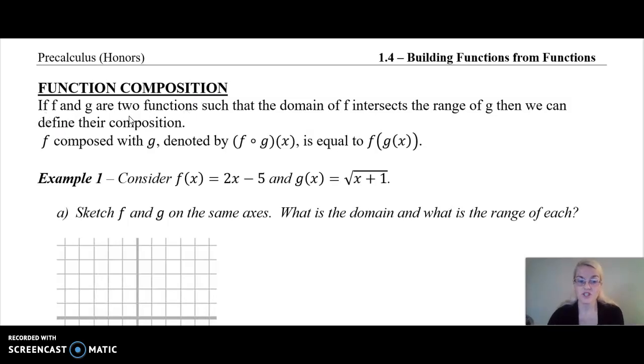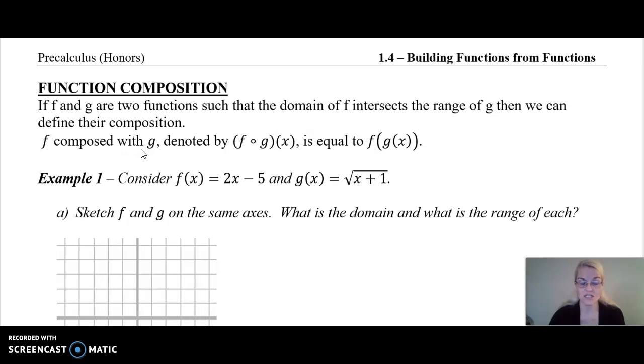So if f and g are two functions such that the domain of f intersects the range of g, then we can define their composition. And we'll understand a bit more what I mean by the domain of f has to at least overlap with the range of g in a moment.